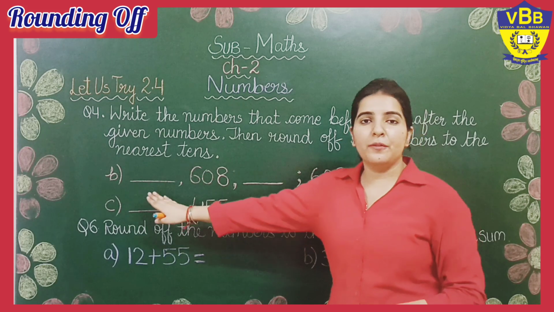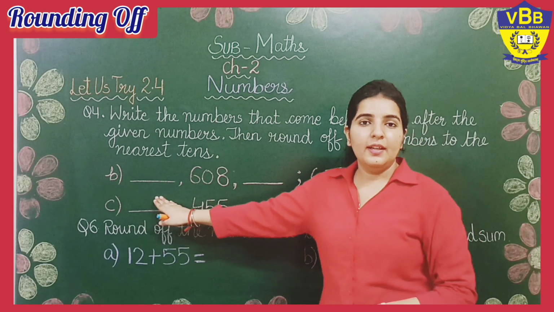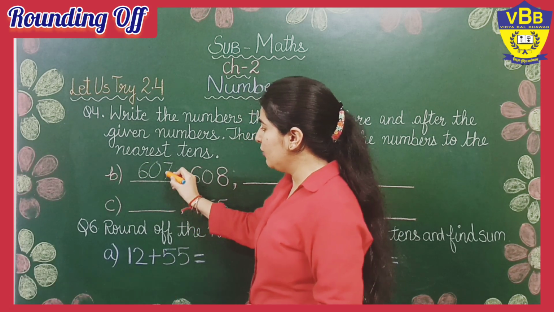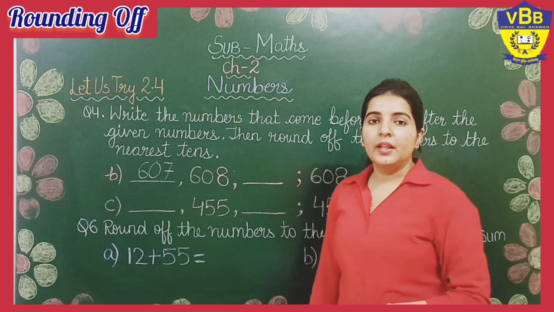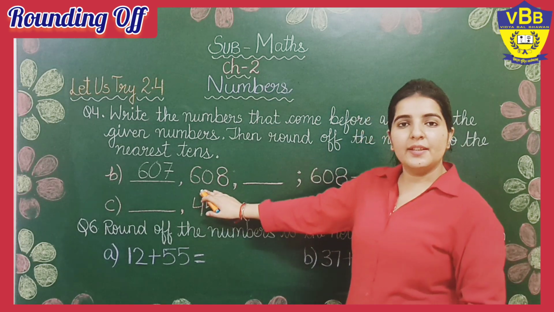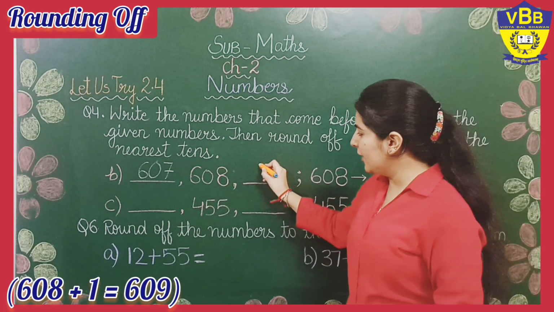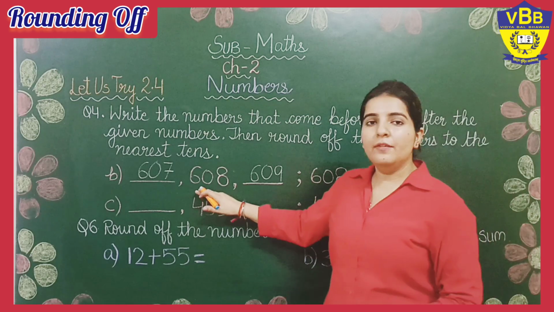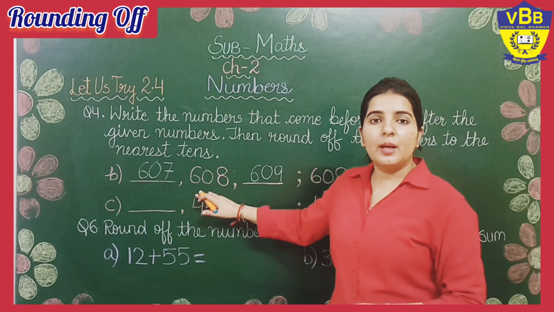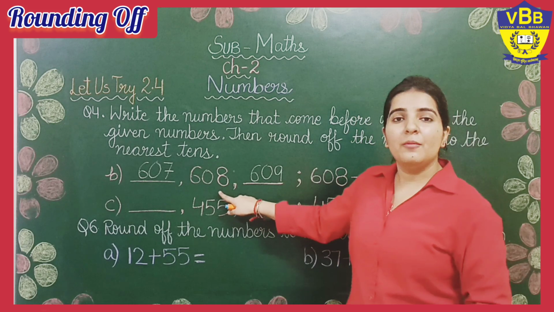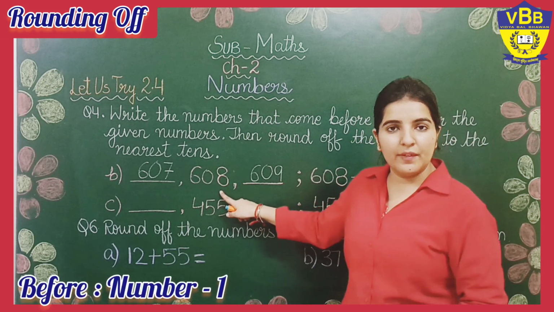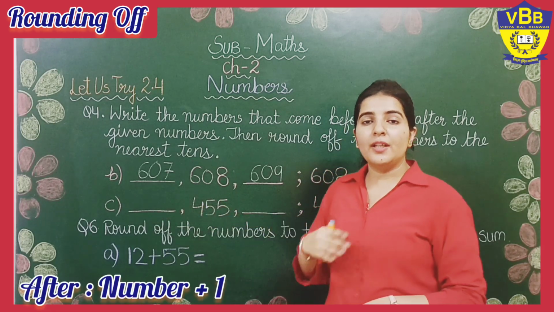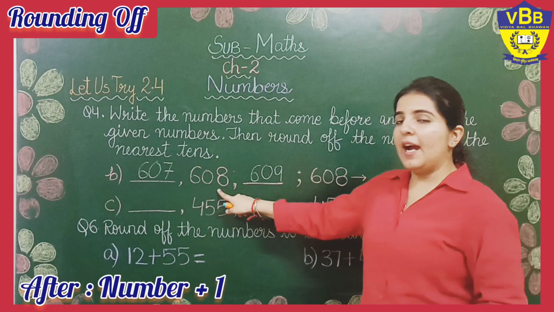So what comes before 608? Yes, 607. Write down 607. Now tell me, what comes after 608? 609. Just remember, whenever we have to find what comes before, we can subtract 1 from the given number, and when we want to find what comes after, we can add 1 to the given number.